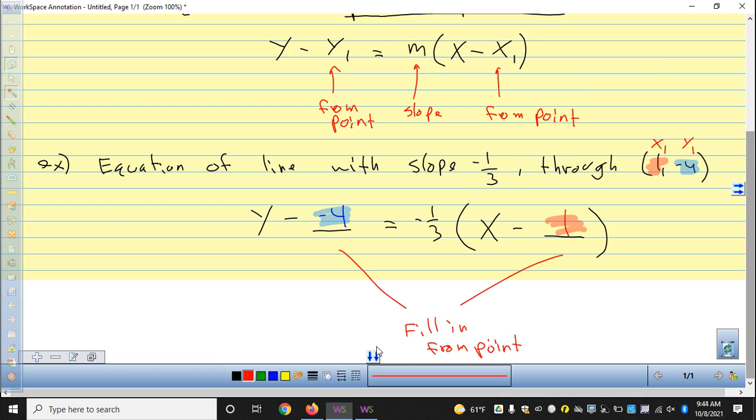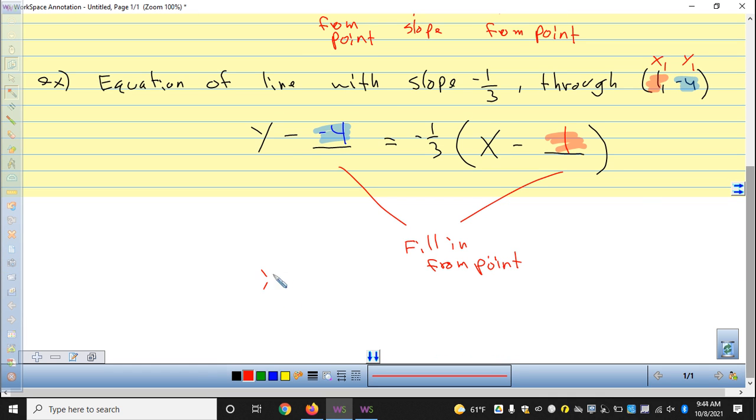I could write this, if I wanted, as y plus 4, because y minus -4 is y plus 4, equals -1/3 (x minus 1). And I don't need to do anything else with that. There's an equation in point-slope form. So our equation is y minus blank equals a slope times, in parentheses, x minus blank, and we fill in the blanks from our point. Isn't that nice?